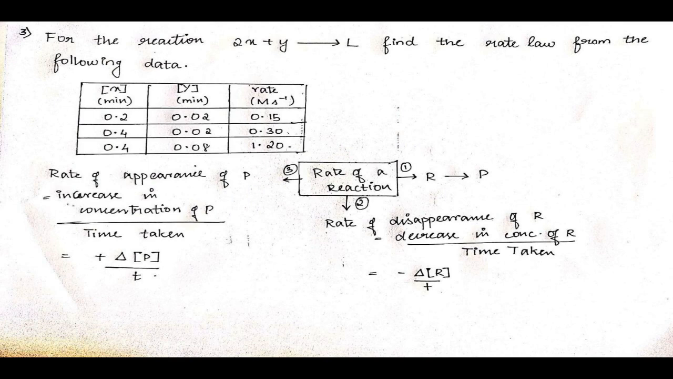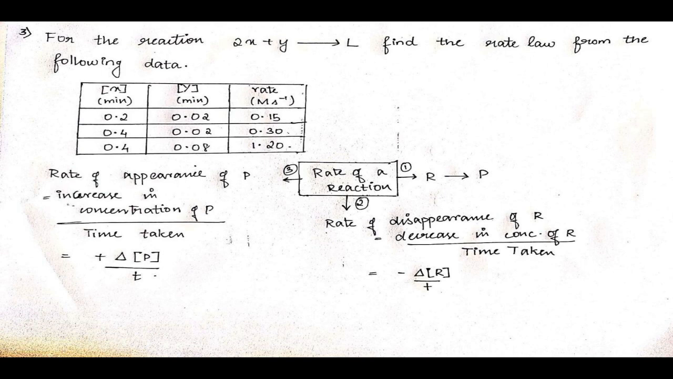For the following reaction 2X plus Y gives L, find the rate law from the following data. For the data: 0.02 for X concentration, 0.02 for Y concentration and 0.15 for rate. Then 0.4 for X, 0.02 for Y and 0.30 for rate. 0.4 for X, 0.08 for Y, 1.20 for rate.